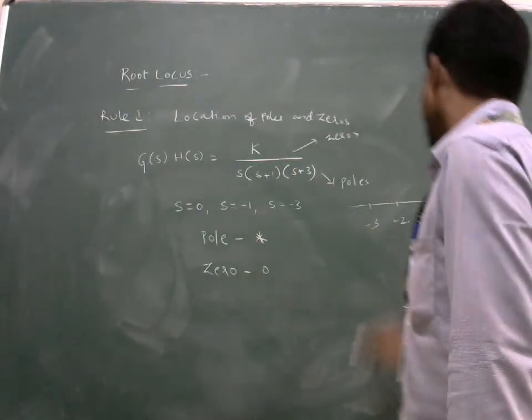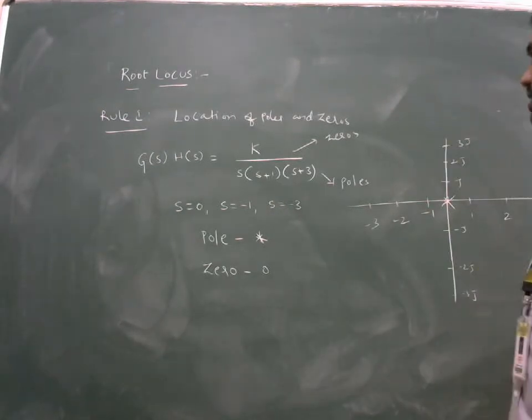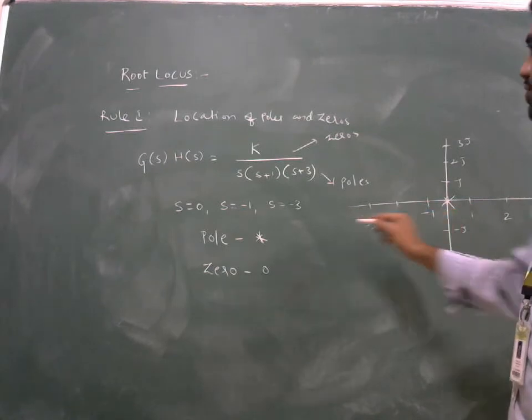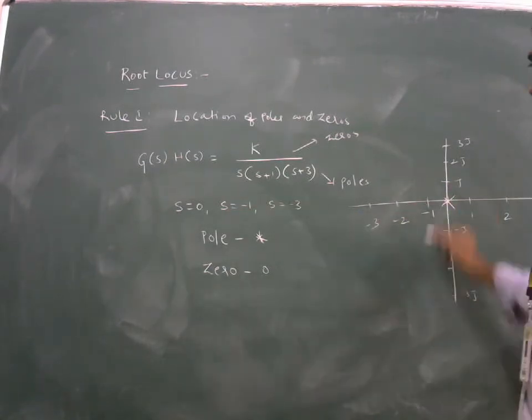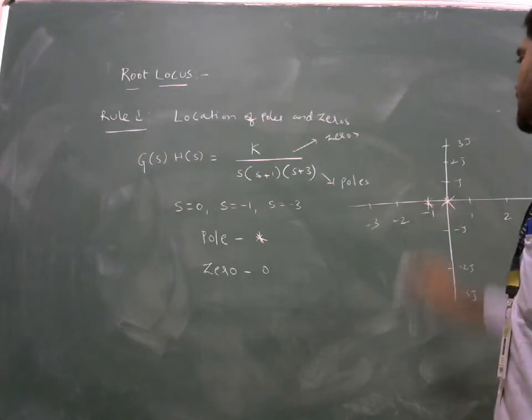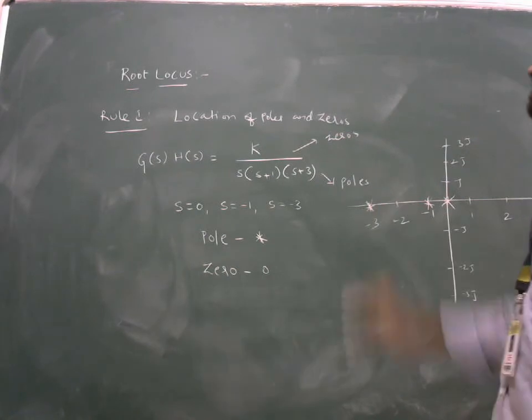Poles are represented with crosses and zeros are represented with circles. Now, what is this? The first pole is s equal to 0. Yes, I identified. And the second pole is s equal to minus 1. Okay. And s equal to minus 3. That is the first step.